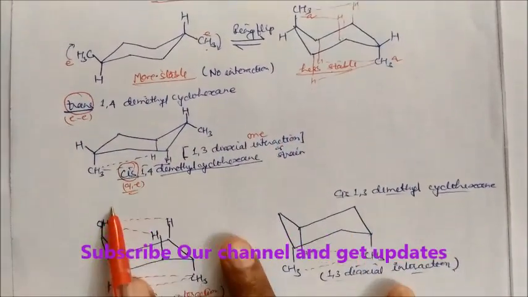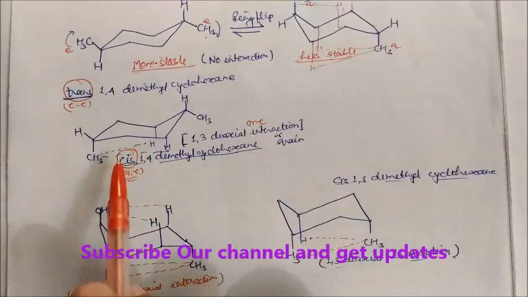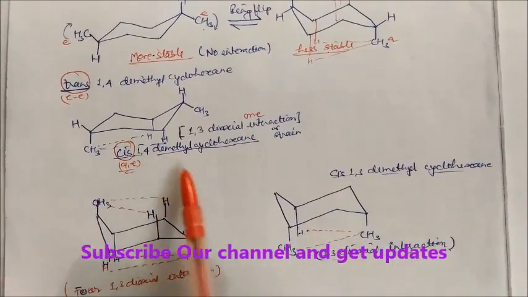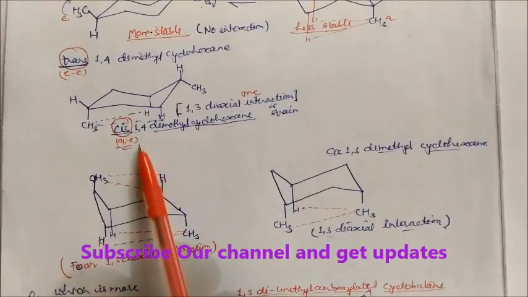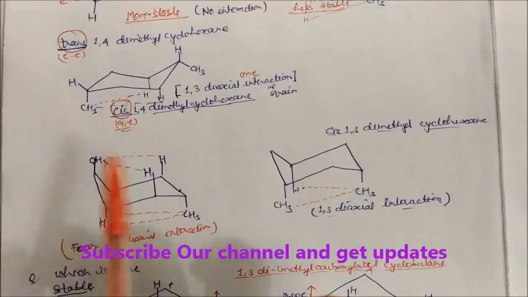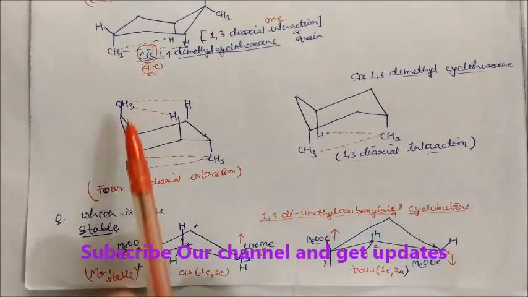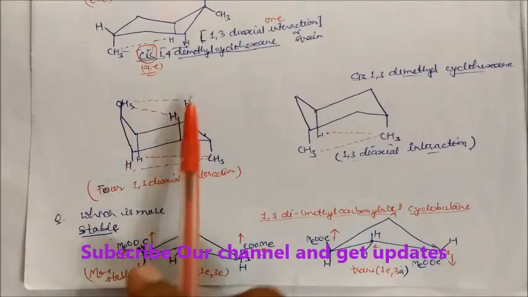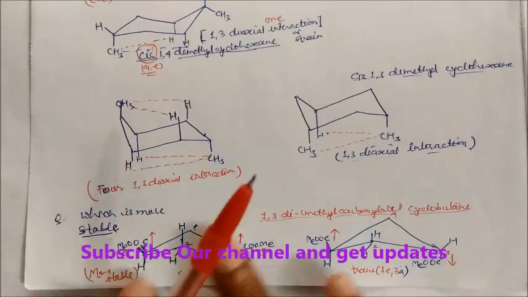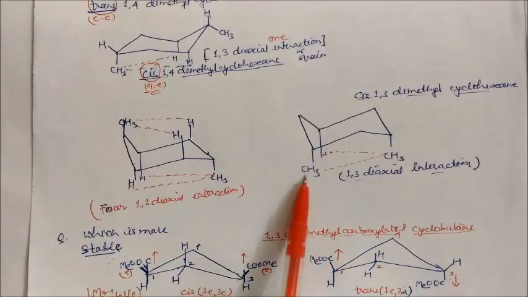You can see a diagram I have drawn here: 1, 3 diaxial interaction. So steric hindrance, steric interaction is there. This is cis 1, 4 dimethylcyclohexane, which is again unstable due to the more interactions. You can see it from this diagram, it is very clear. This axial methyl is interacting with these 2 hydrogens up and down, and similarly with the hydrogen and CH3 at 1, 3.